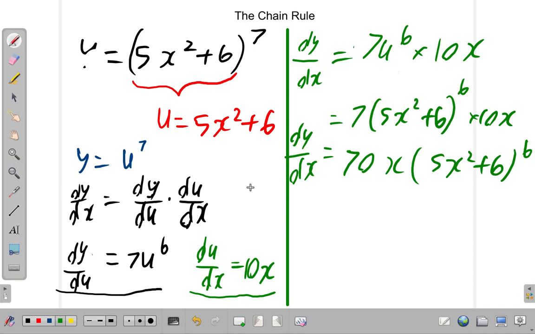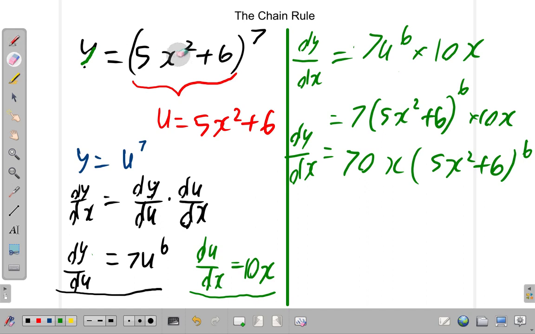Right, in a previous video, we differentiated this, where we said y was 5x squared plus 6 raised to the power of 7. We recognize 5x squared plus 6 as the inside function for using the chain rule. u is 5x squared plus 6, y is u to the 7, and then we apply the chain rule so that dy by du is 7u to the 6. Then du by dx is 10x, and then we made our substitution here and worked it out.